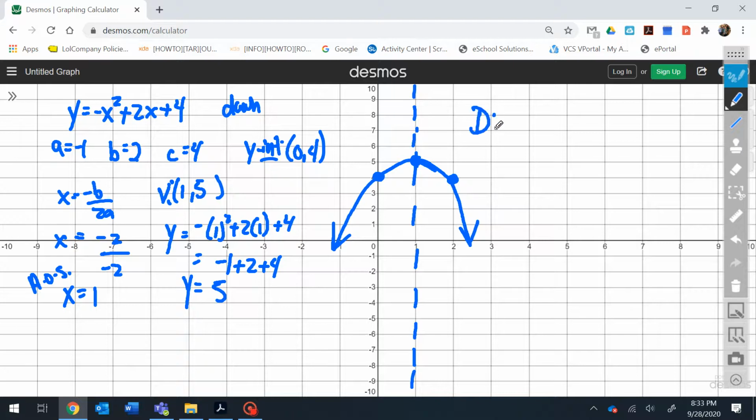The domain of this, of course, is all real numbers, so negative infinity to infinity. The range of this is the lower bound. It has no lower bound, so it's negative infinity to the upper bound, which is 5. So negative infinity to 5. And that should answer everything we need for number 1.